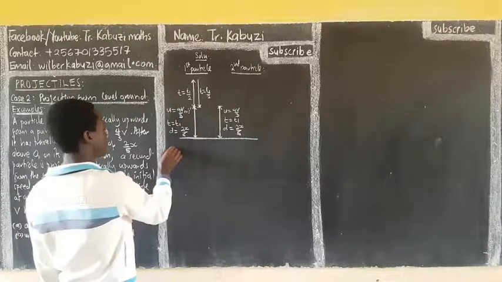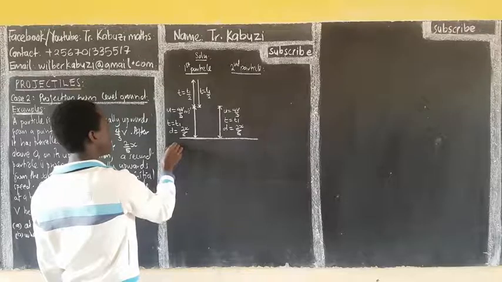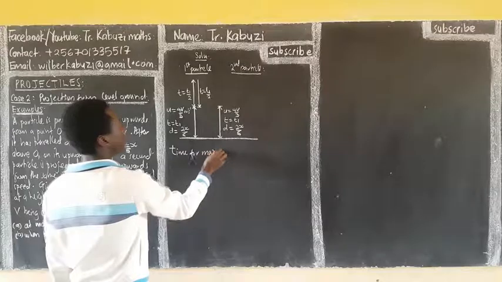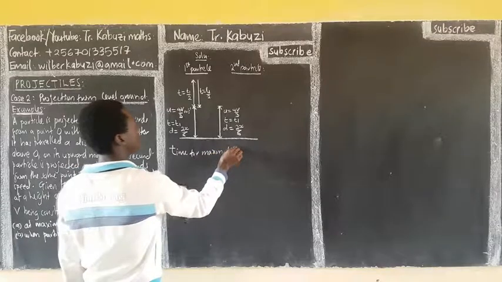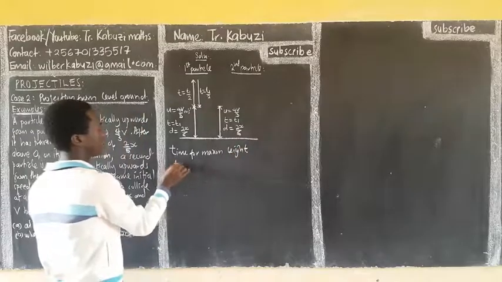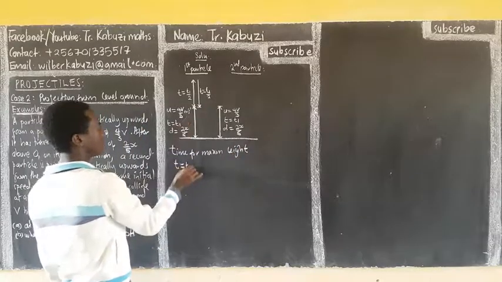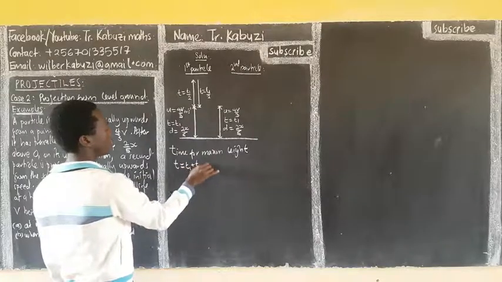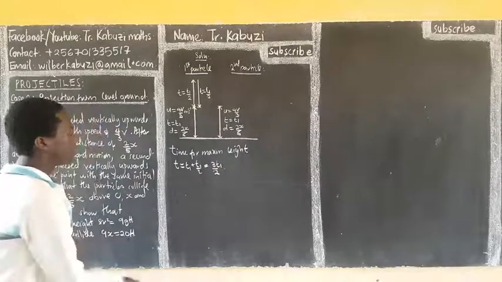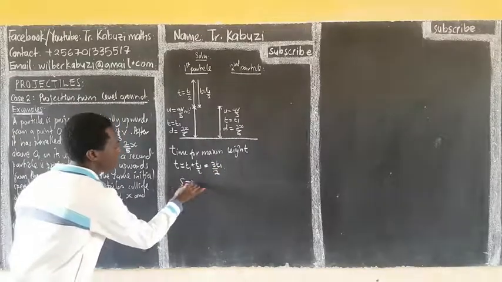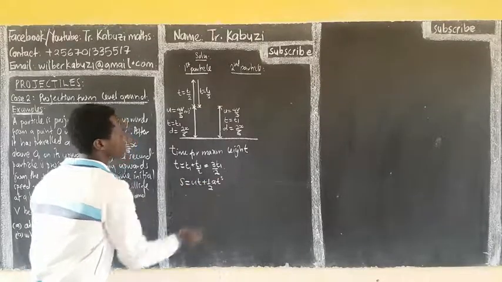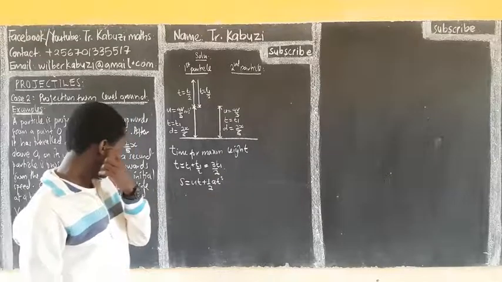The time for maximum height is going to be t equaling 2. We shall add this one, t1 plus t1 over 2, which is going to give us 3 t1 over 2. So using the second equation of motion, ut plus a half at squared, I think we can see.